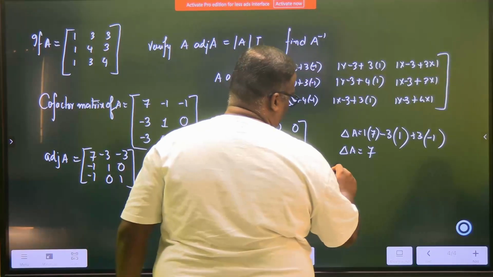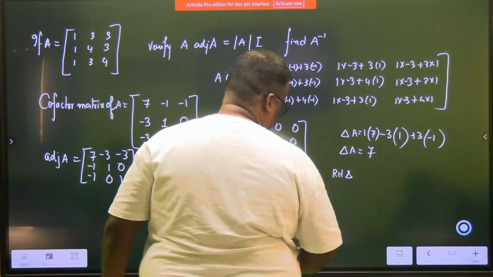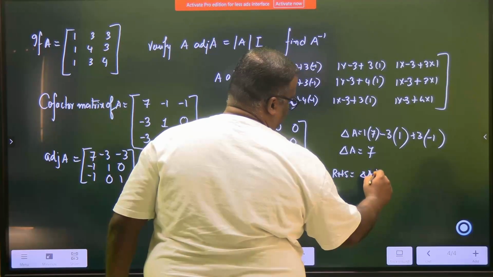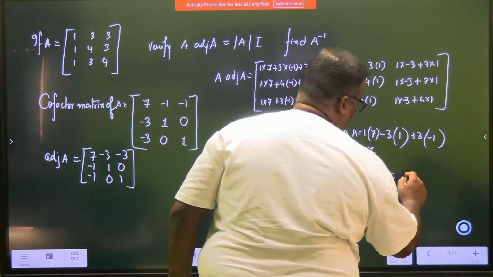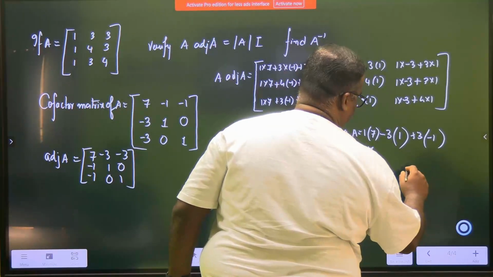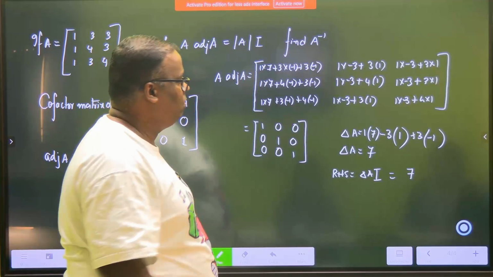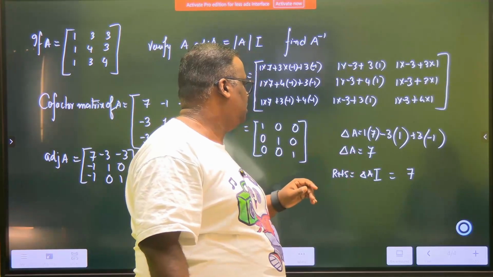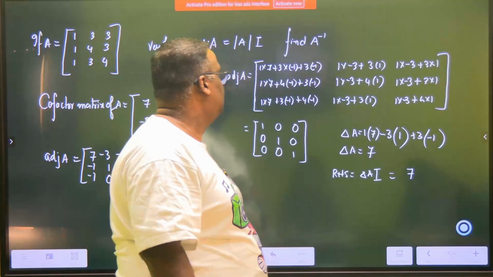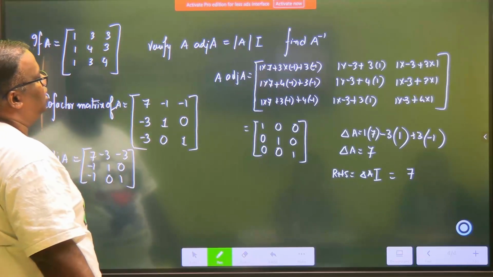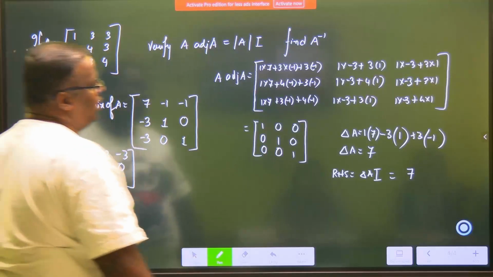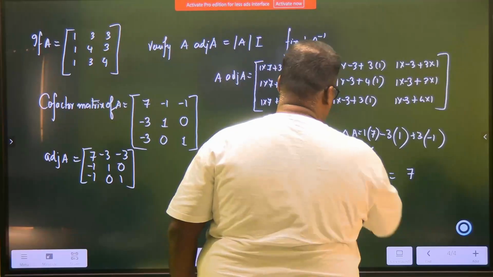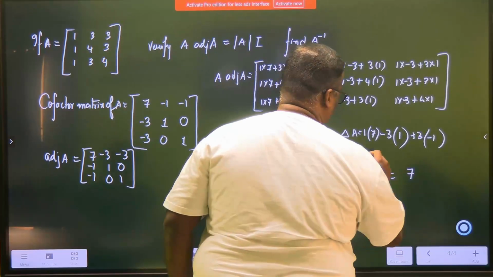Right? So your RHS is determinant A multiplied by identity matrix. So obviously it will become a 7. No, determinant of A cannot be 7. Determinant of A has to be 1. Correct. Because it has to be identity on this side, right? Yeah, you're correct. 1. I'm sorry.